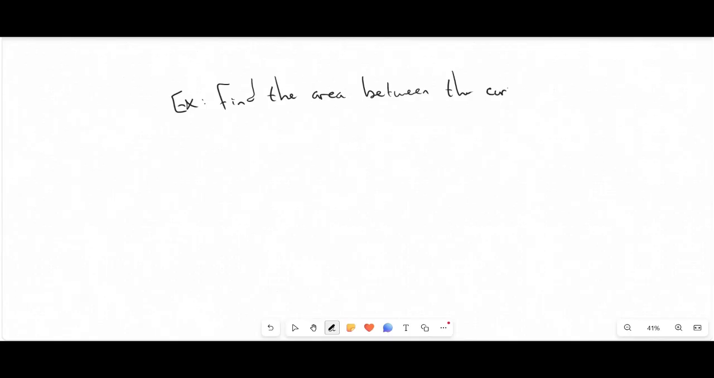There's one more problem that I wanted to do. Yeah, this guy right here. Okay, example. Find the area between the curves r equals 3 cosine theta and r equals 1 plus cosine theta.